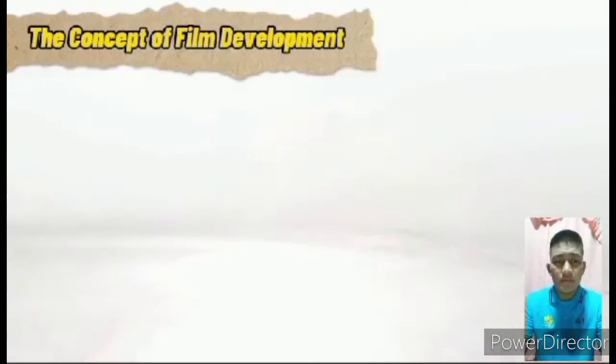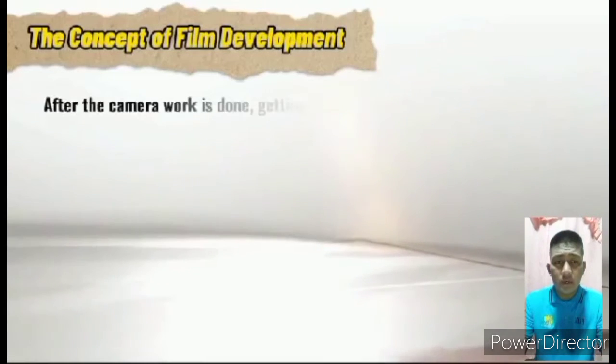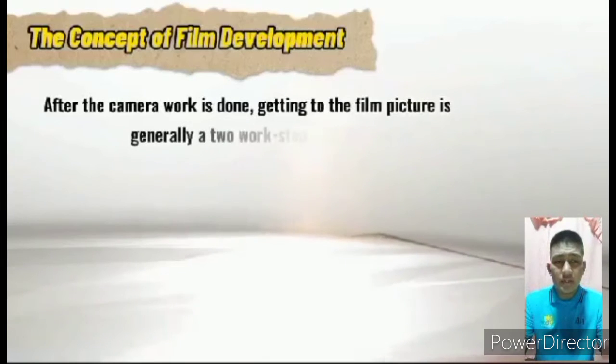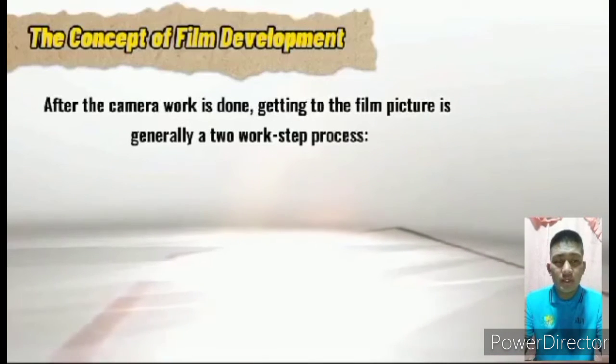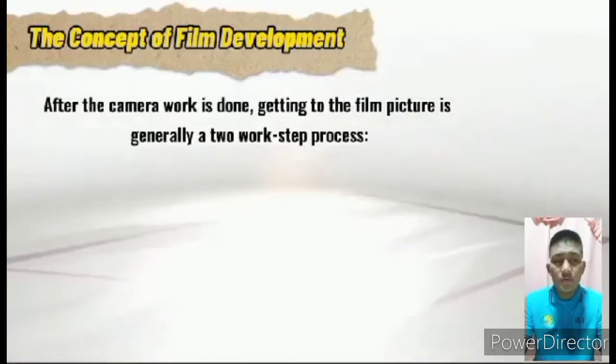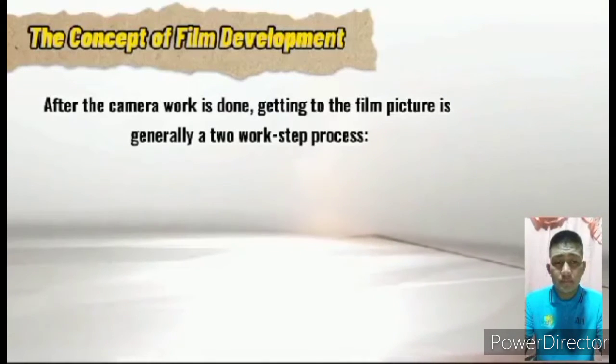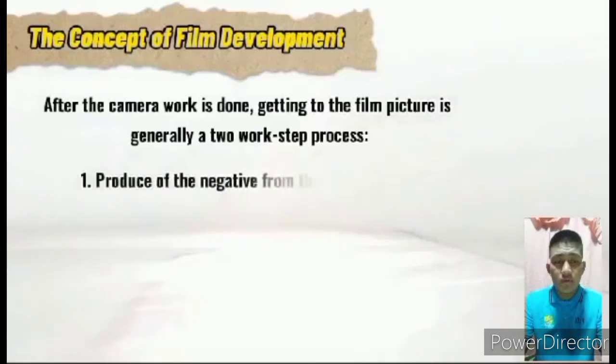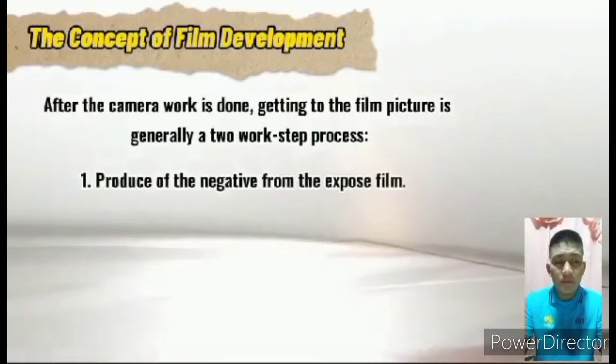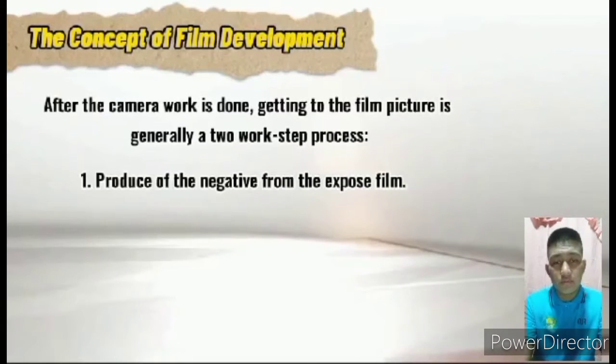The concept of film development. After the camera work is done, getting the film picture is generally a two-step process. 1. Produce a negative from the exposed film. Number 2.